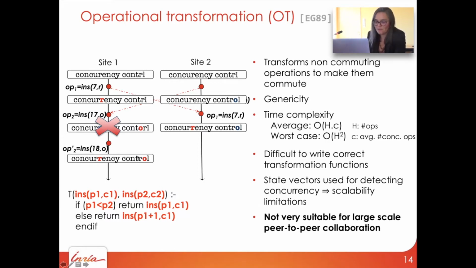The advantage of operational transformation is its genericity. We have a single algorithm that can be applied for all data types, and afterwards transformation functions have to be proposed for each data type. The disadvantage is the time complexity. In the best case, we have O of h squared, where h is the list of all executed operations at a site. Also, with operational transformation, it is difficult to write correct transformation functions, and usually either they use a server for doing the synchronization, or they use state vectors for detecting concurrency, which poses some problems of scalability. While operational transformation is suitable for small groups of users that want to collaborate, it is not very suitable for large-scale peer-to-peer collaboration.